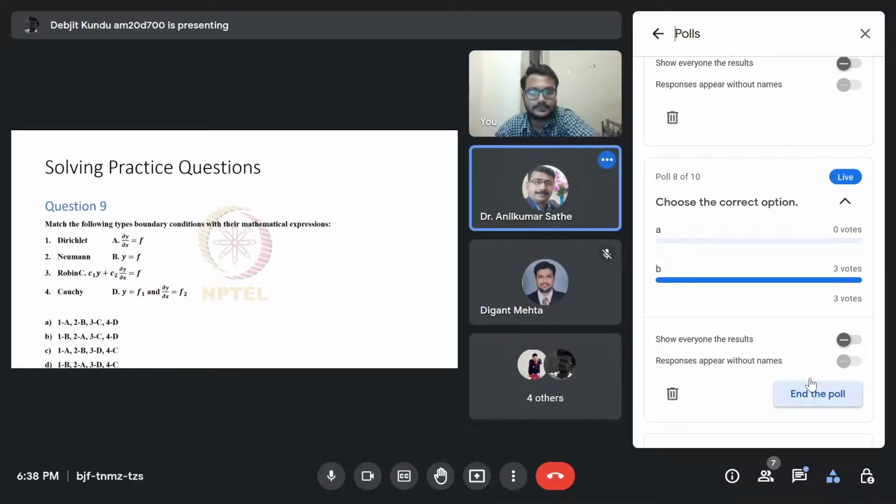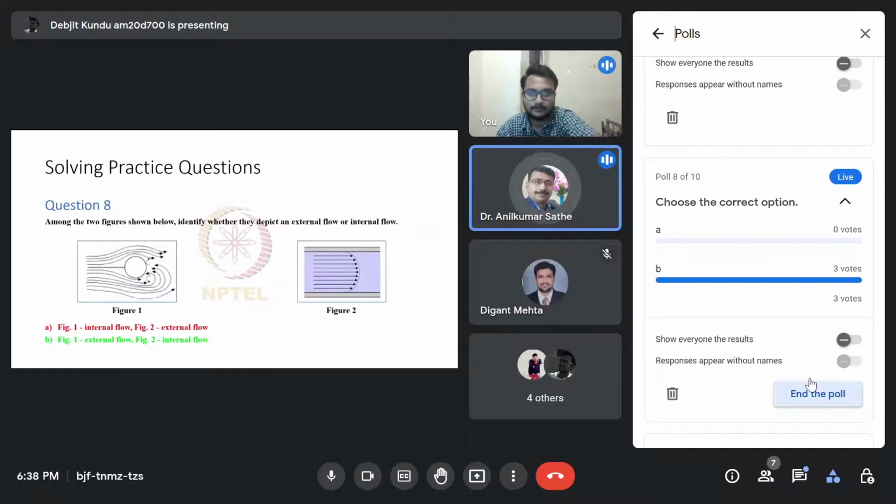Debjit sir. Yes. Sir, I have a question. Now, for example, a duct is there, and inside the duct, for example, a hollow cylinder or maybe a cylinder is there, and the flow is taking place through that duct and over that cylinder. Now, it is a combination of internal flow as well as external flow. Correct. Okay. So this is a situation you're talking about, right?